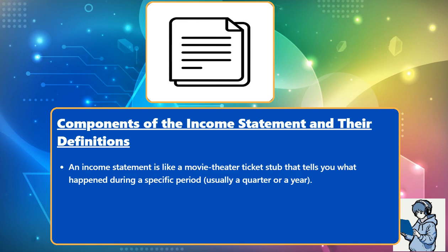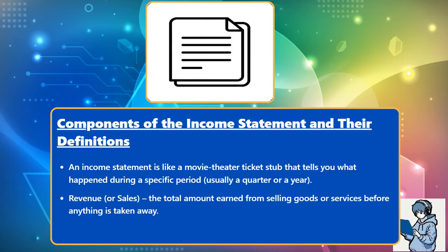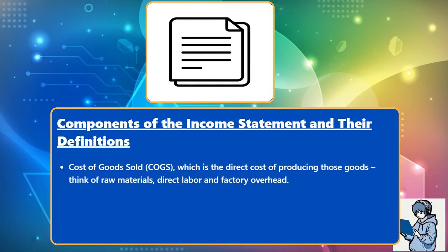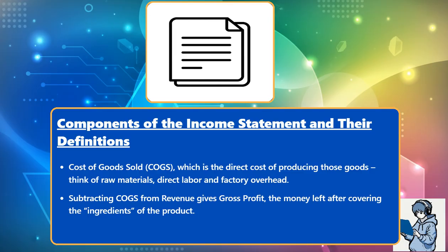An income statement is like a movie theater ticket stub that tells you what happened during a specific period, usually a quarter or a year. Revenue or sales, the total amount earned from selling goods or services before anything is taken away. Cost of goods sold, COGS, which is the direct cost of producing those goods. Think of raw materials, direct labor, and factory overhead. Subtracting COGS from revenue gives gross profit, the money left after covering the ingredients of the product.